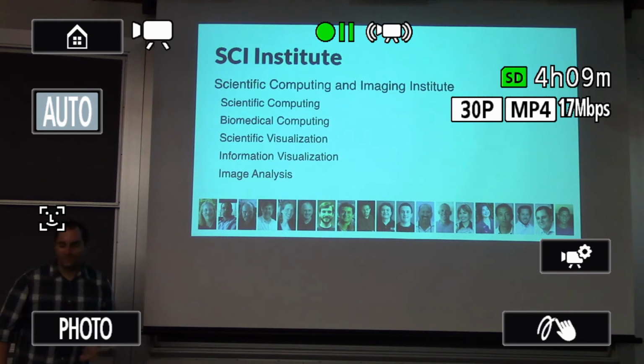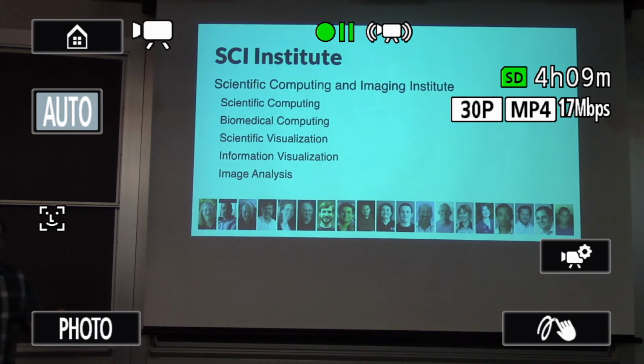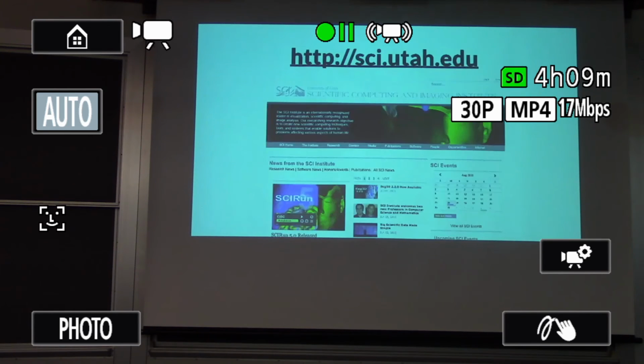The SCI Institute is where I'm based, the School of Computing and the SCI Institute. These are all the faculty members of the SCI Institute. If you've been around for a while, you have probably heard of it. We do everything related to scientific computing and imaging: scientific computing, biomedical computing, scientific visualization, information visualization, and image analysis. So if you have interest in any of those areas, you will probably encounter SCI faculty at some point. If you want to look at what the SCI Institute does in detail, you can go to sci.utah.edu. We do a lot of visualization research. I myself am a visualization researcher, so I really feel comfortable teaching this class.